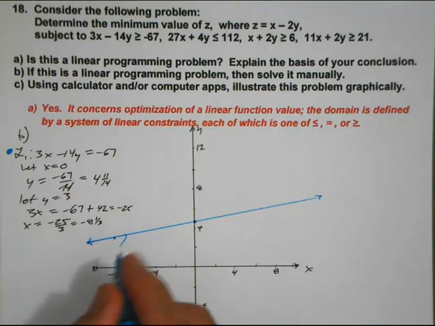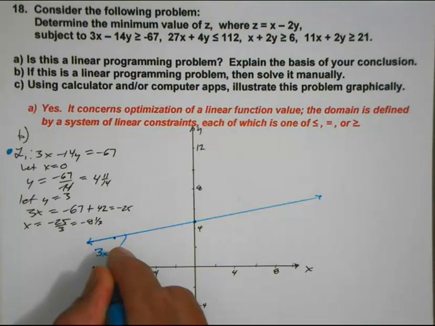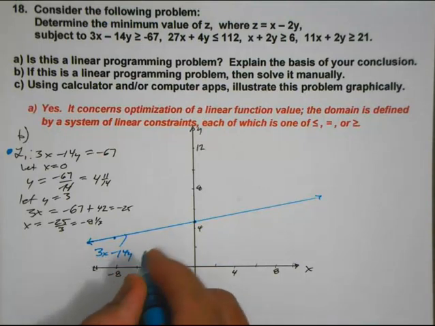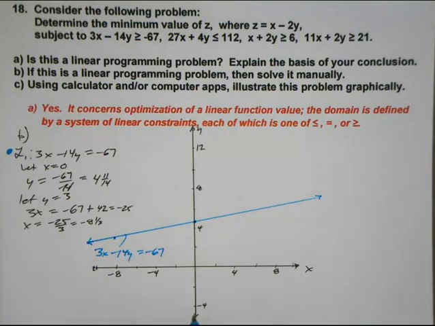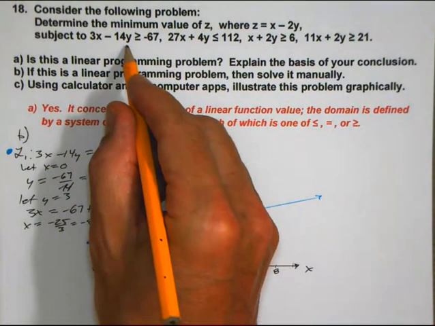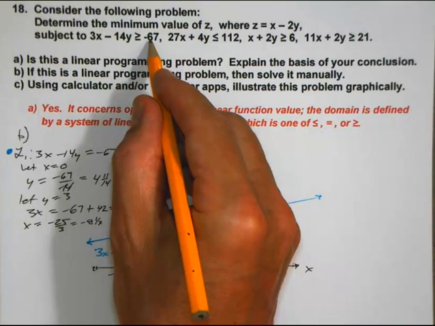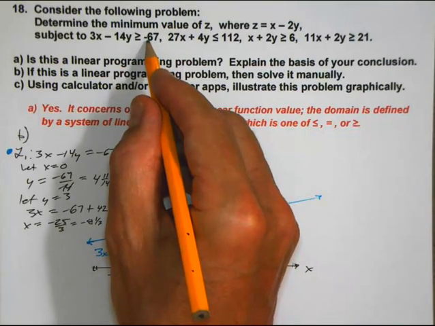Label its equation here, the boundary line. This is 3x minus 14y equaling negative 67. Now, this is an inequality. Which side of the line to shade? I like to substitute 0, 0 in here and use that as a test point. So if we put 0, 0 into this original inequality, that would be 0 greater than negative 67, which is a true statement. So we know to be shading the 0, 0 side of the line.